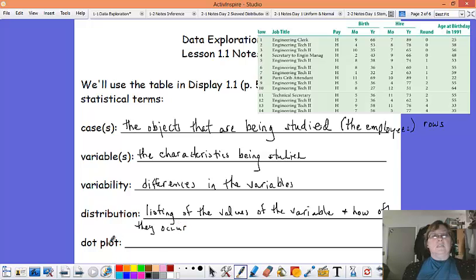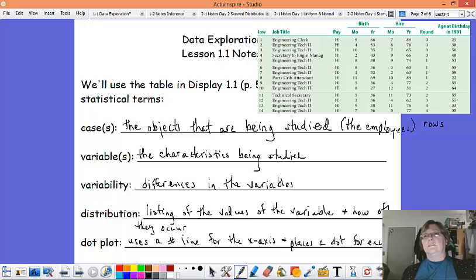All right. A dot plot, folks, is a graphical display of a distribution. A dot plot uses the x-axis as a number line. And it's a real good display for us to just get a preliminary look at data to see if we can see any trends. It uses a number line for the x-axis and places a dot then for each case.